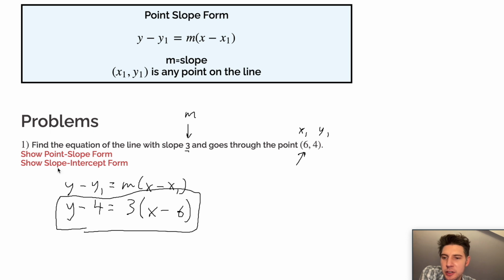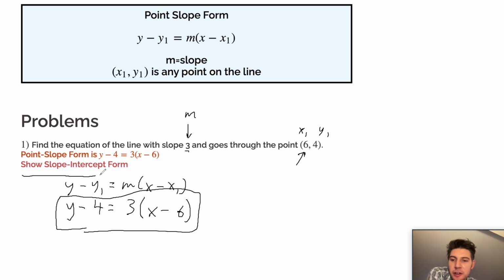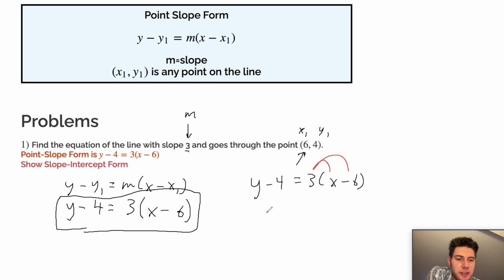So if I click on this, show point slope form, there it is. You can see it's the same thing we have. y minus 4 equals 3 times x minus 6. Now the second question, to show it in slope-intercept form. So we want to distribute this 3 to the x and to the negative 6. So that will give us y minus 4 equals 3x minus 18.